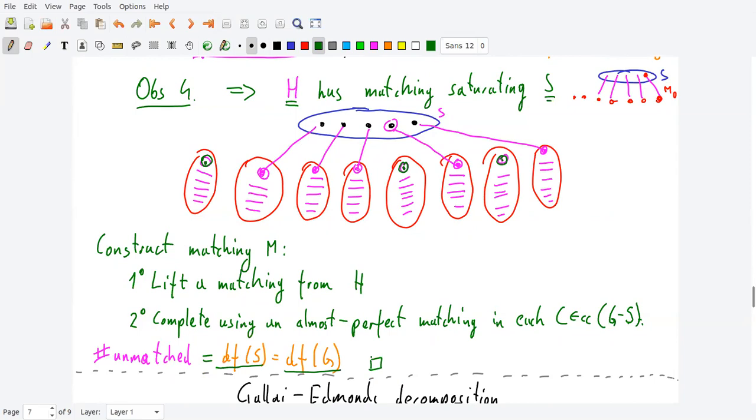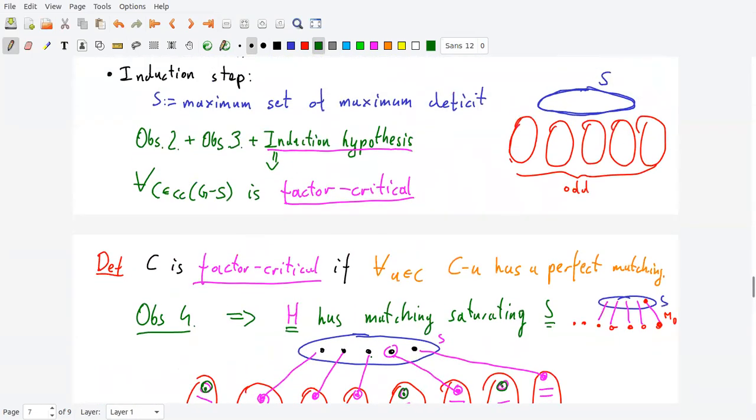Which observation do we get the fact that we can find a perfect matching in those subgraphs, in the components? This is the induction hypothesis. Okay. So from observation three, we know that after removal of any vertex, I've got a graph of deficit equal to zero. And this is a smaller graph. And the induction hypothesis then tells you there is a perfect matching in the graph. This is a trick.